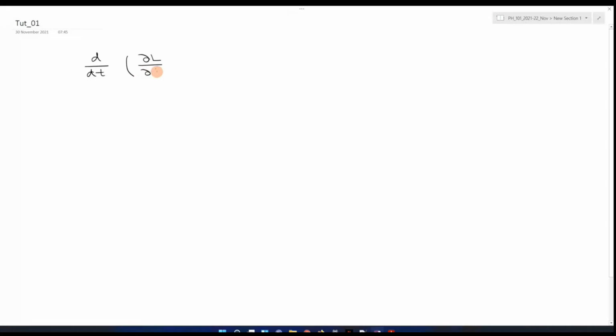I have not been writing, so that's why my handwriting has become bad. So this is after a long break. I'm taking a tutorial. This is one equation. This equation you will be studying. It's called the Euler-Lagrange equation.